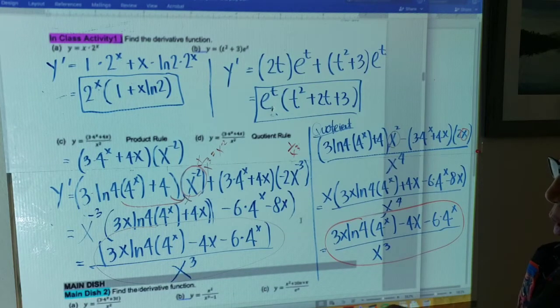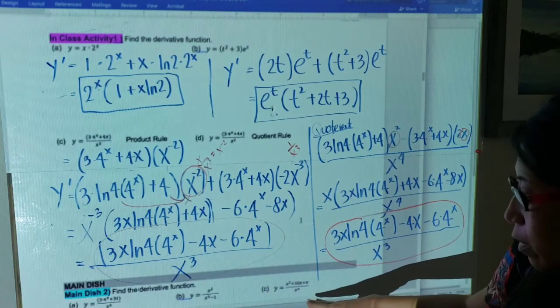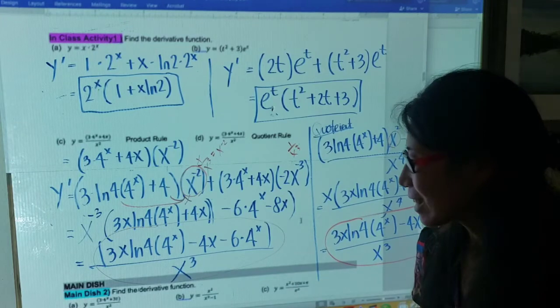Okay, so I'm going to actually explain 3 more on the main dish with the quotient rule, and then if you want to actually challenge yourself, also do it and compare with me, but it's going to be a little tedious, so keep practicing, keep practicing.